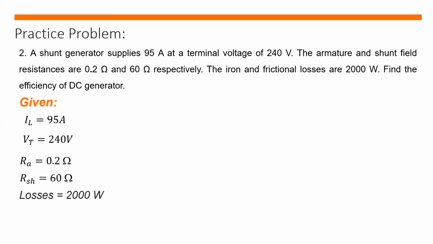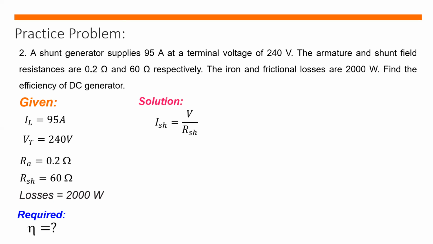So again, let us write all the given. The load current is 95 amperes. The terminal voltage is 240 volts. The armature resistance is equals to 0.2 ohms. And the shunt resistance is equals to 60 ohms. The iron and frictional losses is equals to 2,000 watts. So we are asked to solve for the efficiency.